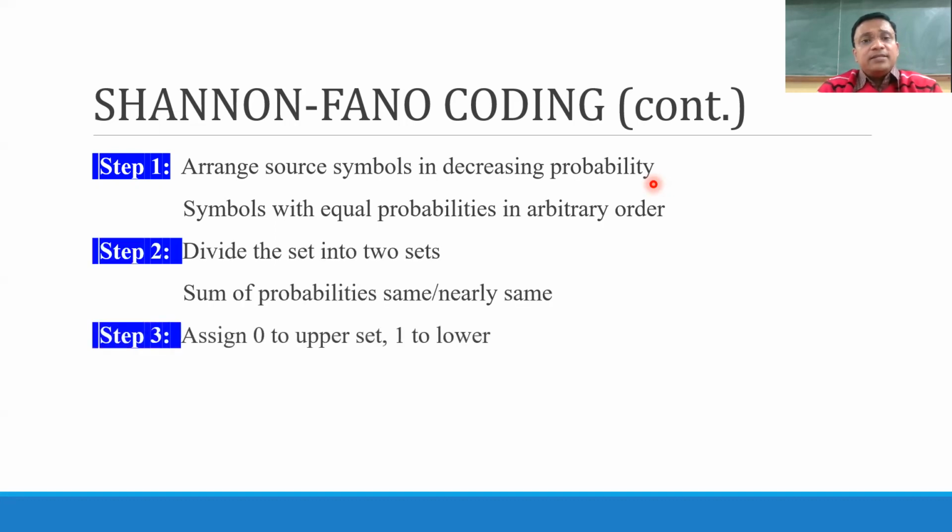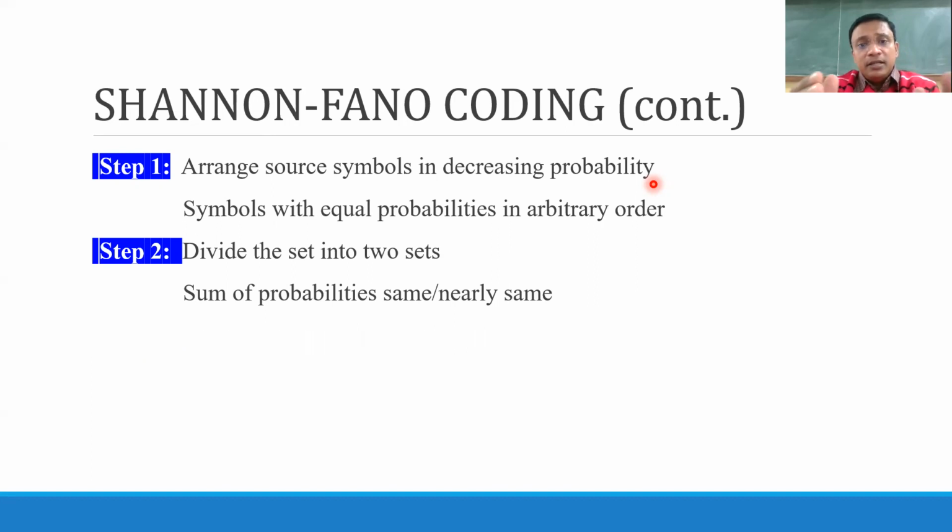The second step is to divide the set into two sets. So what does it mean? Once you have devised your decreasing order probability system, you will have different probability values associated with the symbols. What you do is sum up those probability values and try to divide that entire set into two sets such that their probability sums will be very nearly equal or exactly equal between these two sets. So that is the second step.